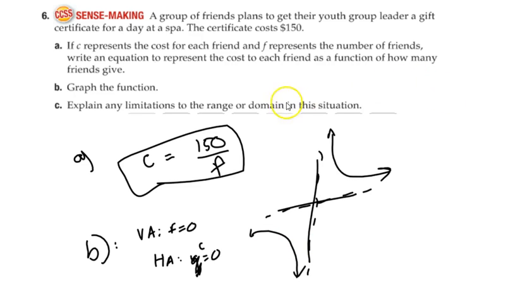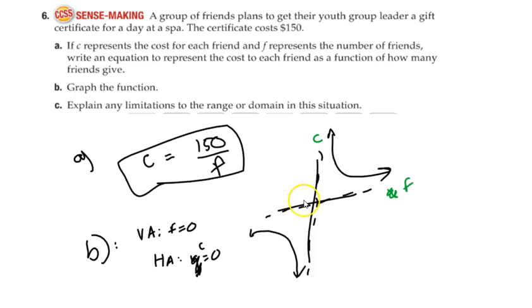Explain any limitations to the range or domain of the situation. What are some limitations? Remember, we're talking about cost. So this is my f in this case, and this is my cost. The more friends I have, the less it's going to cost each one. If we have 30 friends, it's going to cost each a little bit. If I have no friends, like me in high school, then it's going to cost me a lot. One friend, 150 divided by 1. Ouch. But does it make sense?